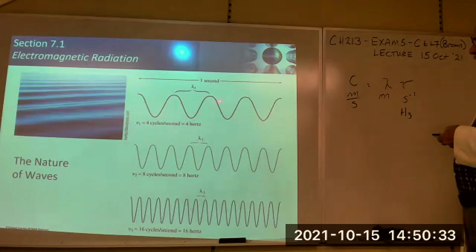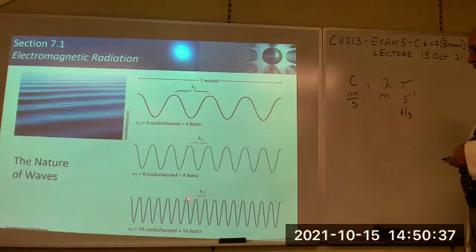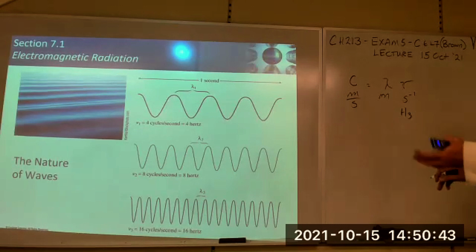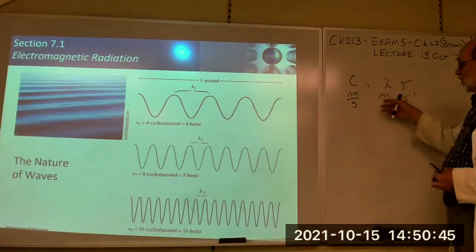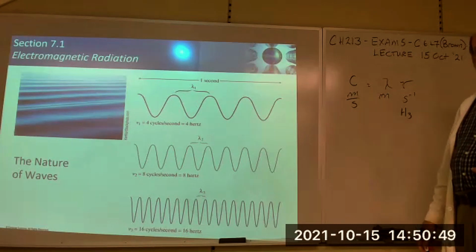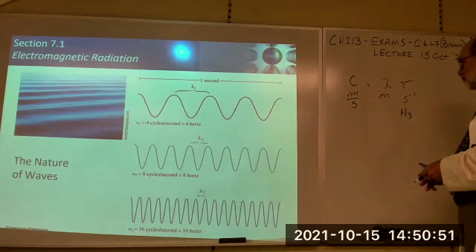And notice that as the wavelength gets shorter, the frequency gets higher. They're inversely proportional. And mathematically speaking, you can see that from the equation. If this is constant, then if this one goes up, that one's got to go down. They're inversely related.